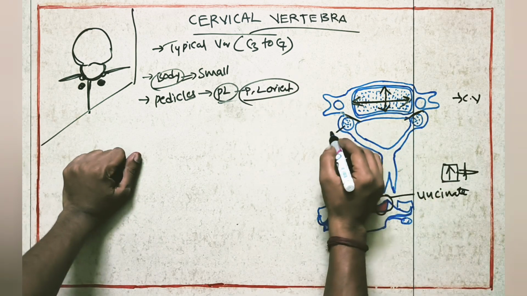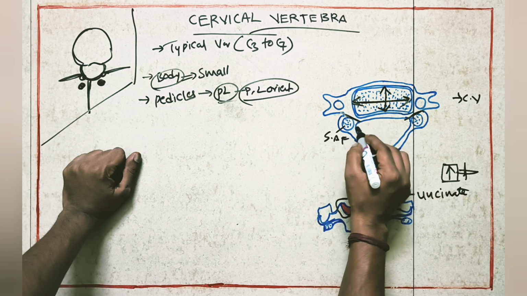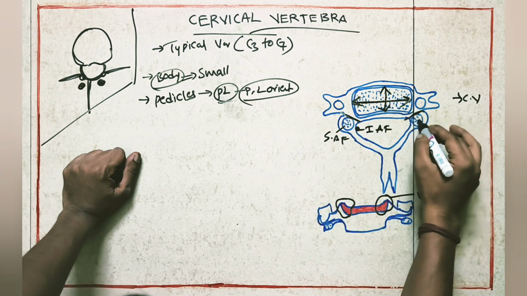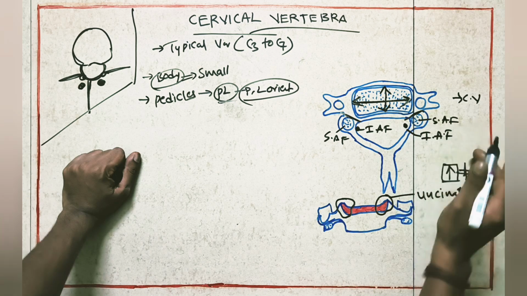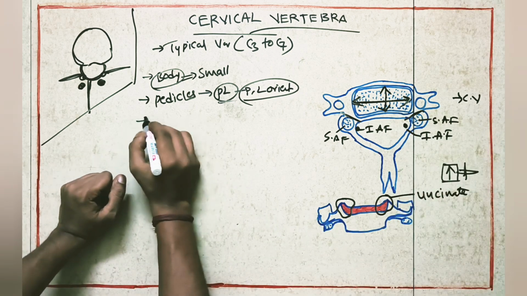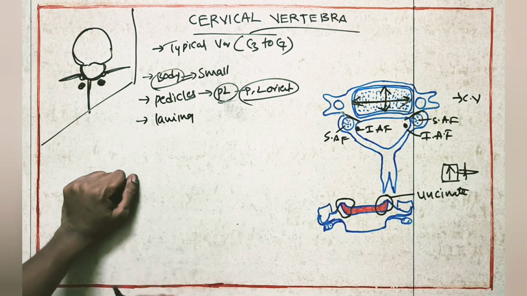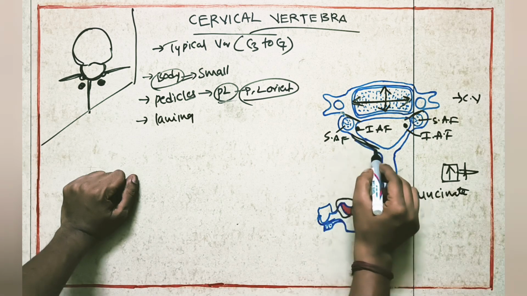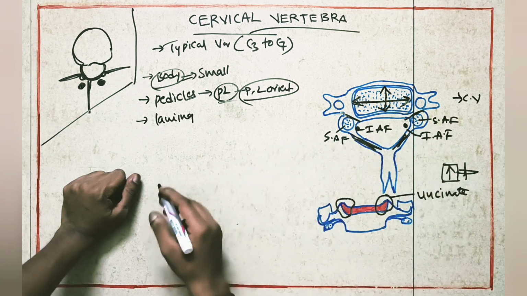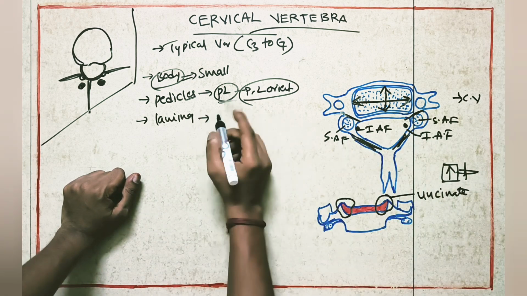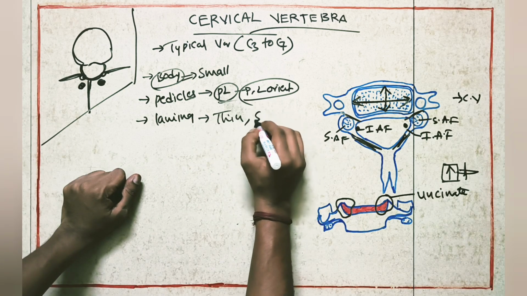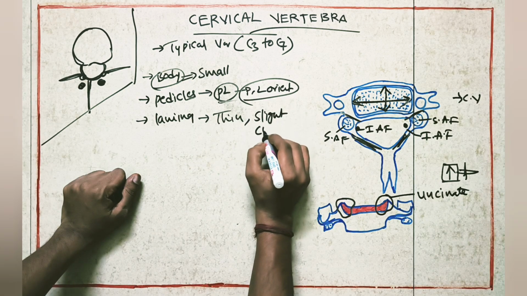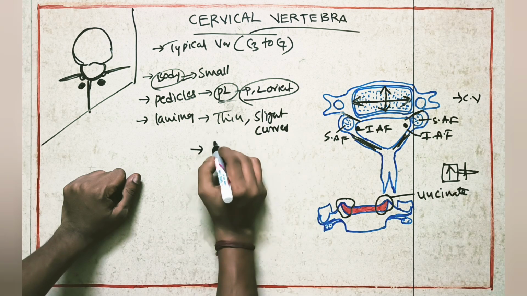Here we have the superior articular facet, and down we have the inferior articular facet. Same here also, so that we can see. And lamina. Next point, lamina: this is the lamina of the vertebra. The lamina in the cervical spine are thin and slightly curved, with a posterior medial orientation.